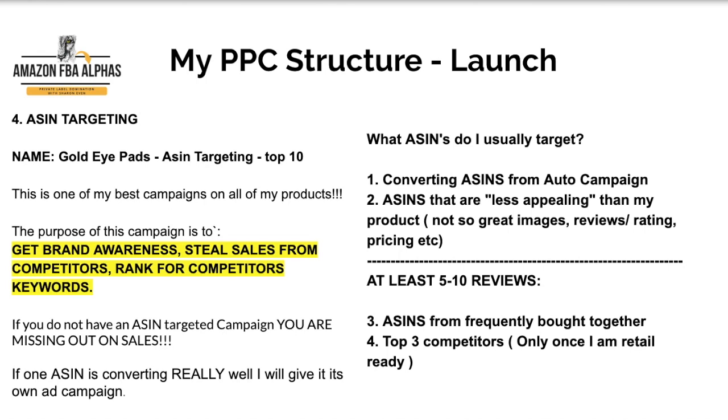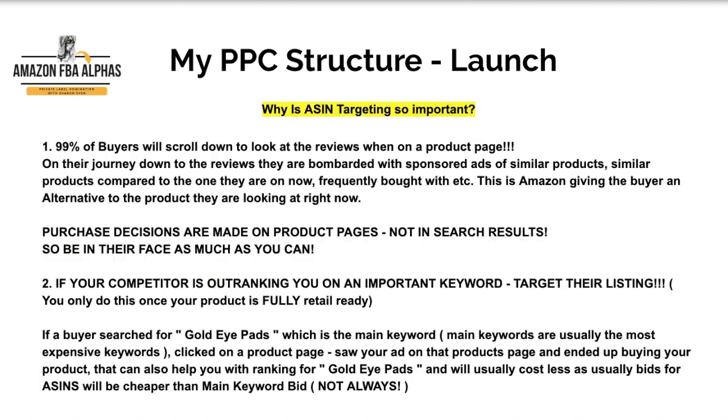Later on, obviously for all of this, everything I'm telling you guys here, make sure your listing is like the bomb. The best listing it could be. You're going to have amazing images. Images are everything. I'll make a video just speaking about images, but obviously everything I'm telling you, it doesn't even matter how good of a campaign structure you can have. If you've got a shitty listing, it's not going to work. So obviously make sure that your listing is amazing. But that's the ASIN targeting. So initially target ASINs that are less appealing than yours. Later on, once you've got more retail readiness, then target ASINs from frequently bought with or from your top competitors.